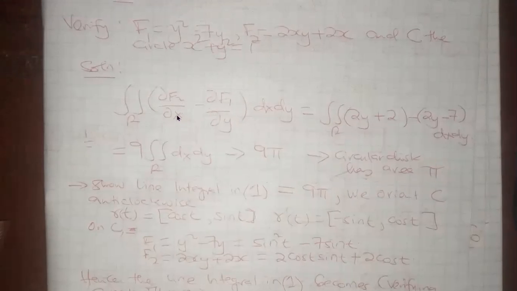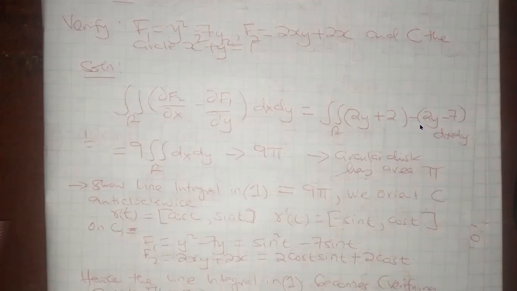So you take the partial derivative of F2 with respect to x, and this is what you get. We all know how to work out that. And then the partial derivative of F1, this one, with respect to y.